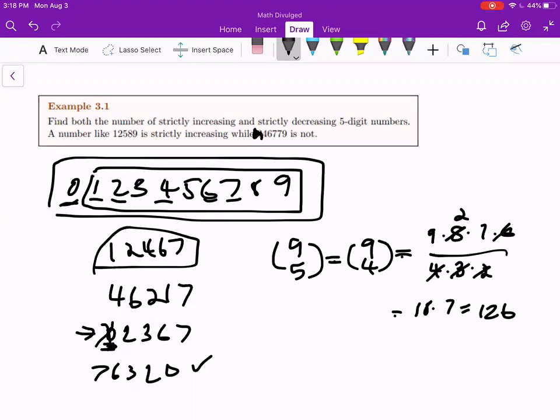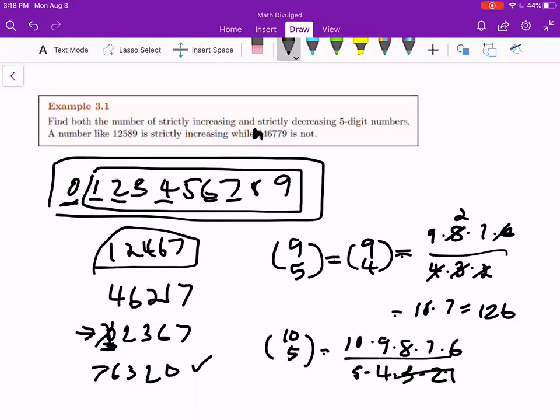And now let's talk about the number of decreasing ones. So we'll have 10 choose 5 instead. This will be 10 times 9 times 8 times 7 times 6 divided by 5 times 4 times 3 times 2 times 1. The 3 times 2 will cancel with the 6 again, the 5 will cancel with the 10, and the 4 will cancel with the 8. So we have 18 times 14, which is equal to 252. So these are our 2 answers.